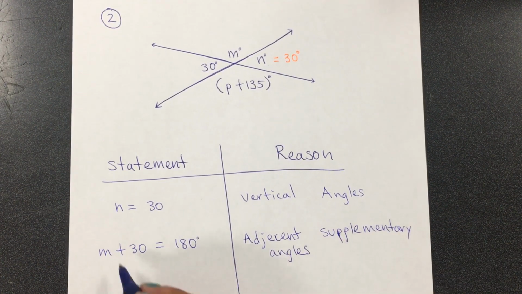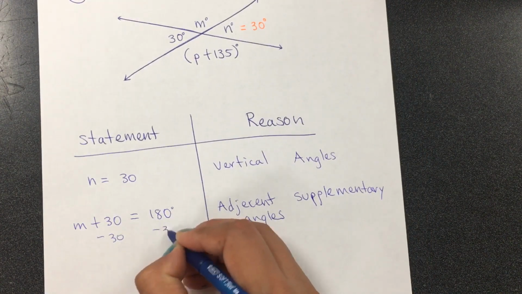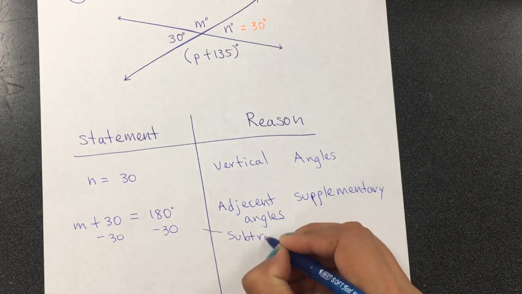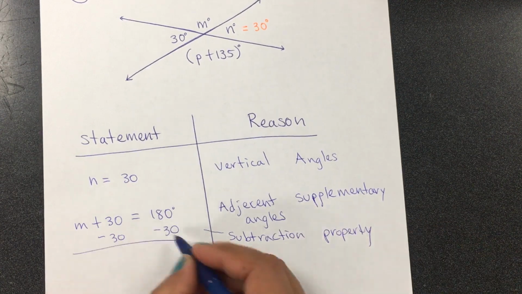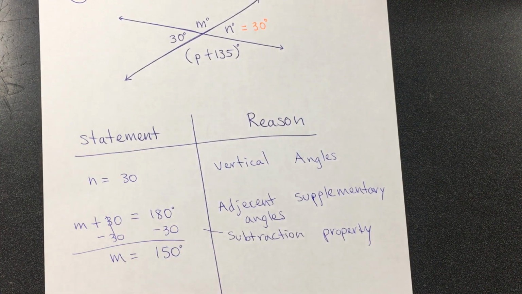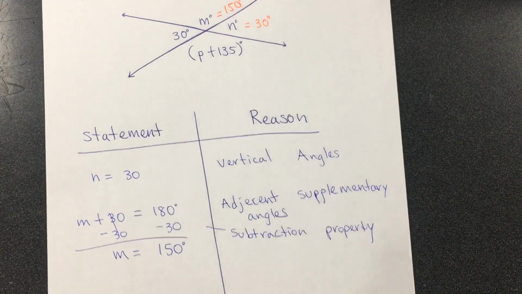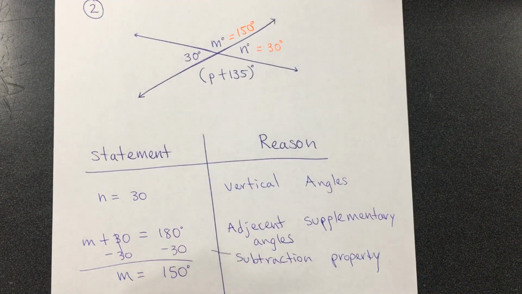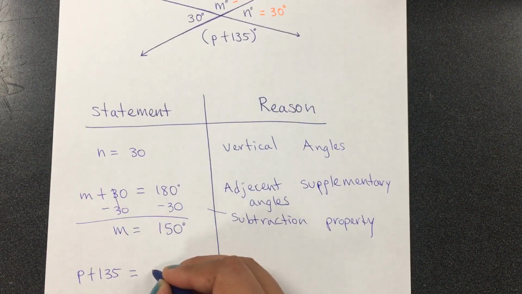Okay, and so in here, I'm adding 30, the opposite is to subtract 30 from both sides. So that will be because of the subtraction property. Okay, and we find out that m is equal to 150. So we can put that in here, 150. And finally, we are going to say that these are congruent to each other. So it's going to be P plus 135 is equal to 150.